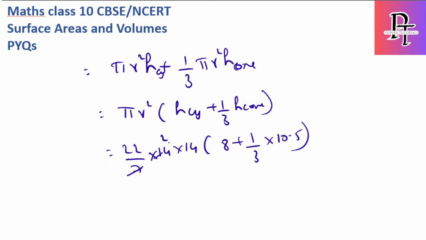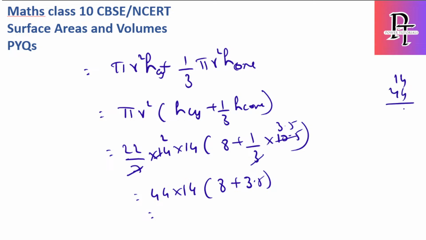So 3 table, 3 3s are 9, 15, 3.5. So it is 44 into 14 into 8 plus 3.5. 8 plus 3.5 is 11.5. 44 into 14, let's do it first. 4 4s are 16, 1, 56, 616. So it is 616 into 11.5.